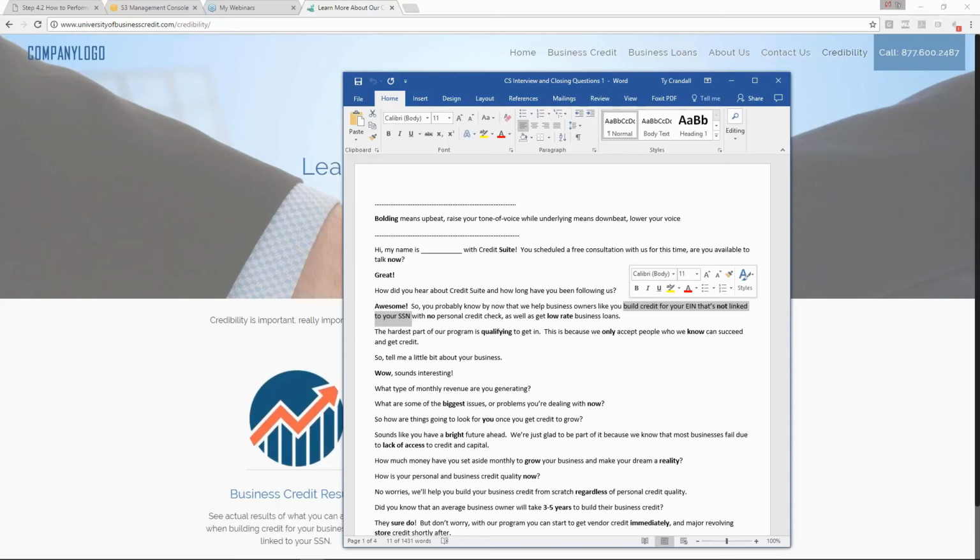And for the last year, he's tried to come up with other wording that beats it, and it doesn't work. People respond to this language of building credit for their EIN that's not linked to their social. The second thing we're doing is we're talking about with no personal credit check. This is a disarm right here.